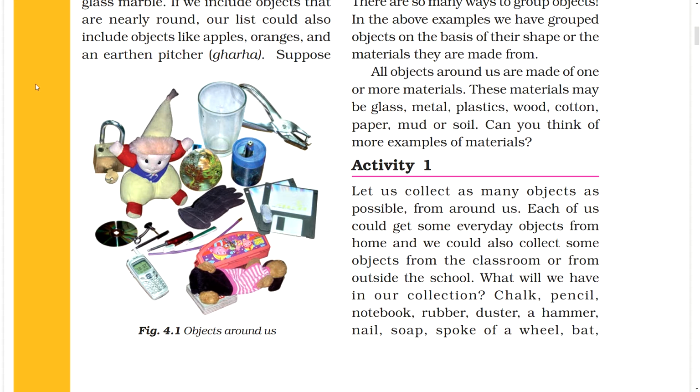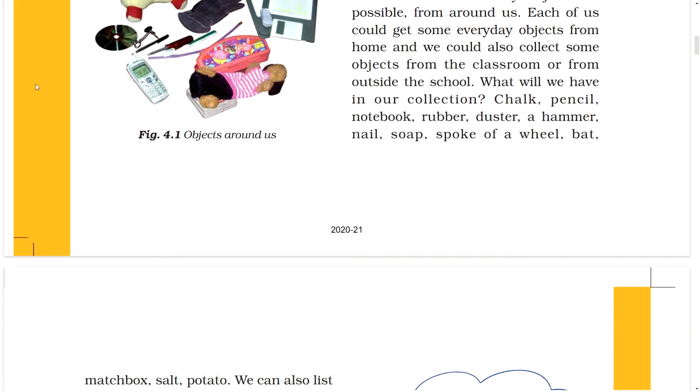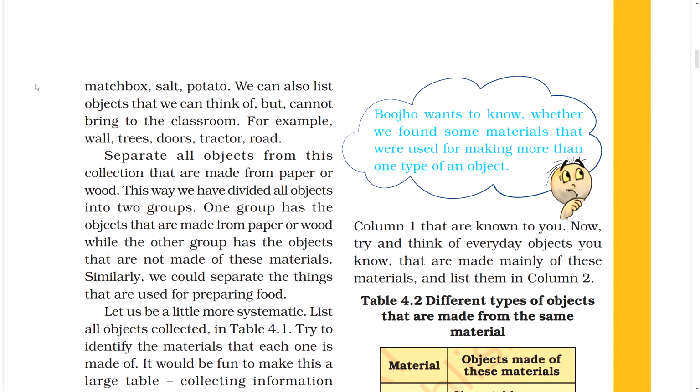Activity 1. Do this. Let us collect as many objects as possible from around us. Each of us could get some everyday objects from home, and we could also collect some objects from the classroom or from outside the school. What will we have in our collection? Chalk, pencil, notebook, rubber, duster, a hammer, nail, soap, spoke of a wheel, bat, matchbox, salt, potato. We can also list objects that we can think of but cannot bring to the classroom. For example, wall, trees, doors, tractor, roads.